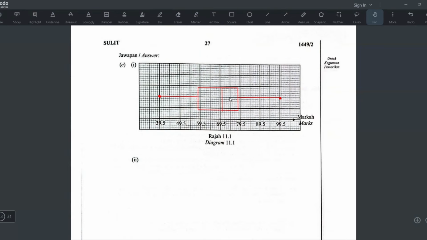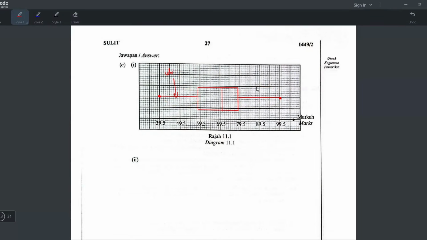Now, what if it's the same size? What if the left side and the right side of the box is same size? If it's same size, you look at the garisan, you look at the line. This line actually we call it the whisker. So if both sides of the box are the same size, you look at the whisker. If the left side is longer, left skewed. If the right side of the whisker is longer, right skewed.